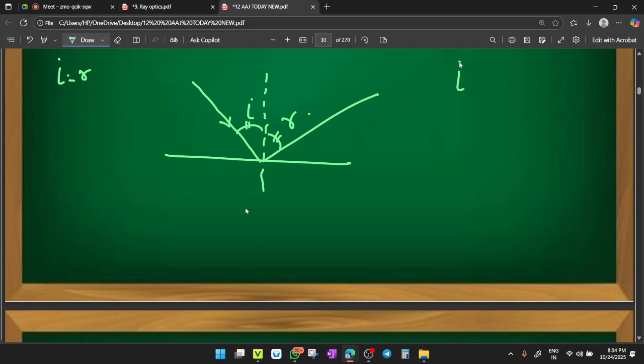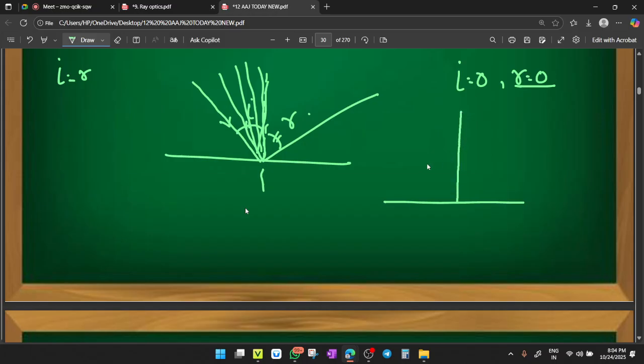But when I equals 0, then by the laws of reflection, R also becomes 0. I equals 0 means this angle is continuously decreasing, and at some point the light will fall just along the normal. So if the light falls along the normal, then I becomes 0, and R is also 0 by the law of reflection. So light will retrace the same path. Yes or no? Same here.